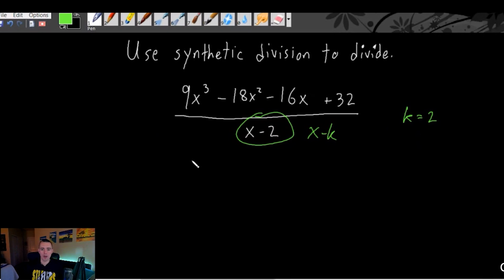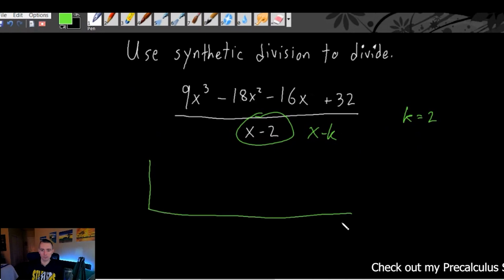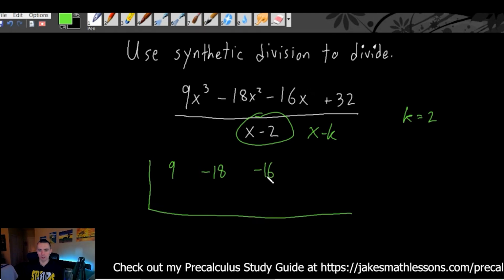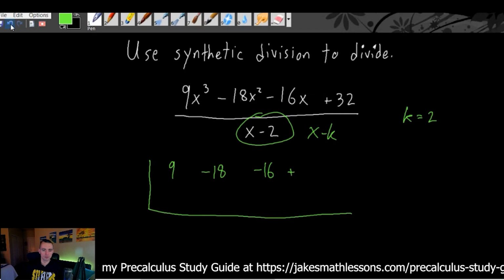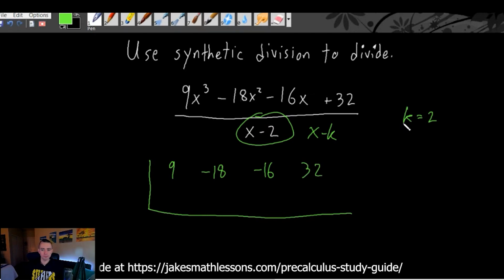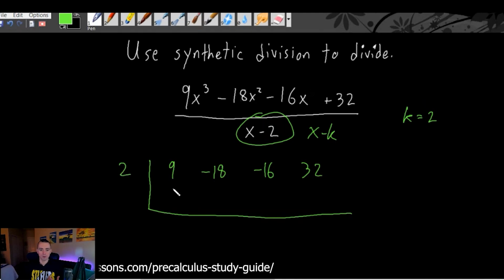Once you've done that, we can start by writing our bracket down here. And since we already got our x terms in the right order, we can just write their coefficients. So 9, negative 18, negative 16, plus 32. And then again, we'll start by writing our k over here. So our k is 2. Again, we always start by dragging this first number down to the bottom here. That's going to carry through into the polynomial that we get as a solution.